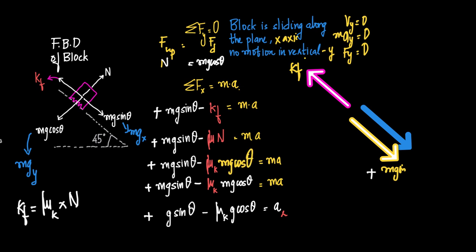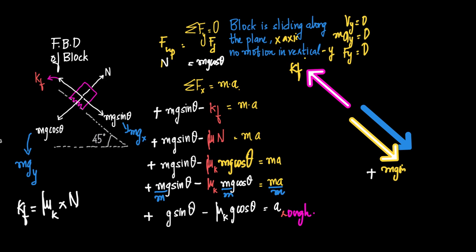And since normal reaction is mg cos theta, all these three terms now have m with them. And what can I further do? I can divide this entire equation by m, and what do I get? g sin theta minus mu k g cos theta is equal to aR. Now I've written aR. What does R imply here? It means acceleration along the rough plane, as opposed to the first one, which was acceleration along the smooth plane.